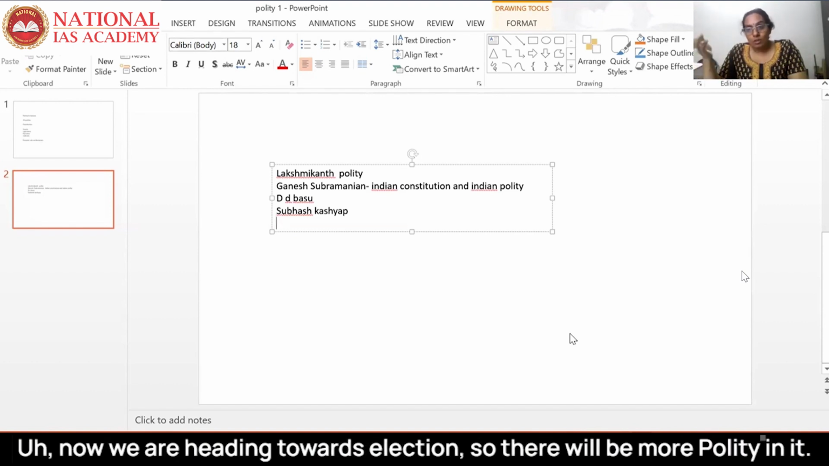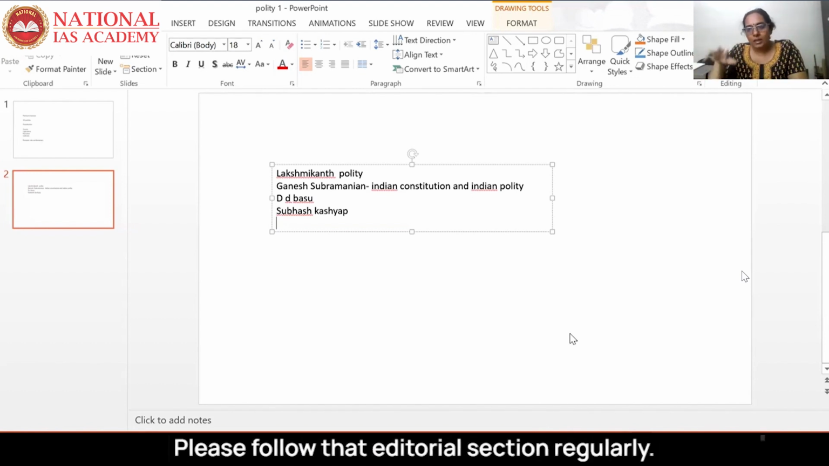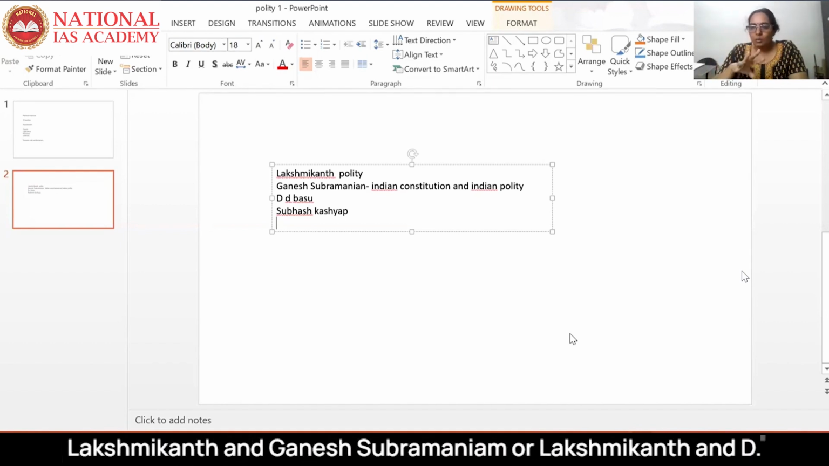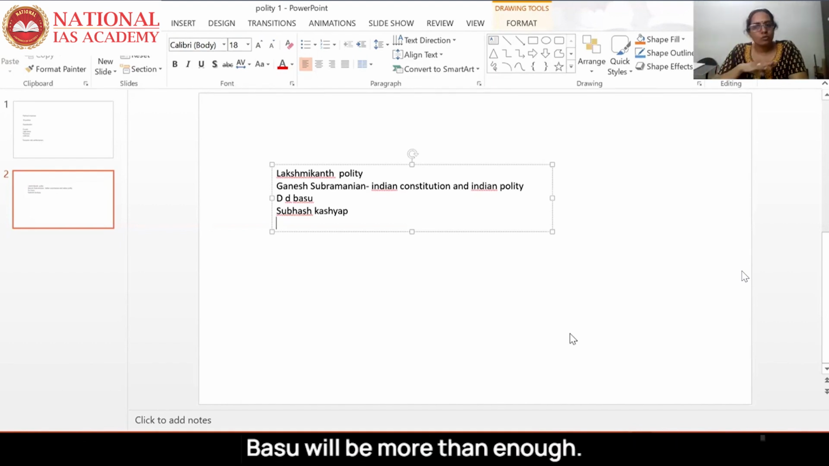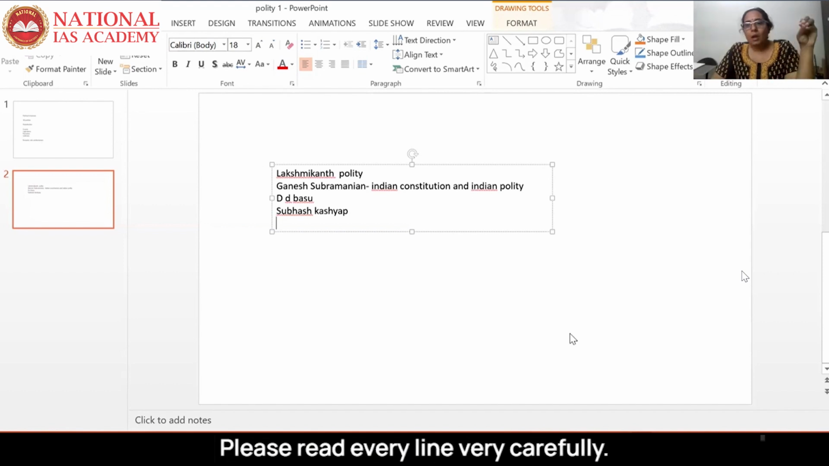Now we are heading towards elections, so there will be more polity in it. So read that newspaper article. Please follow that editorial section regularly. If you follow editorials with 2 of the textbooks, Lakshmikant and Ganesh Subramaniam or Lakshmikant and D.D. Basu, it will be more than enough. But Lakshmikant, you should know it word by word, line by line. Please read every line very carefully.